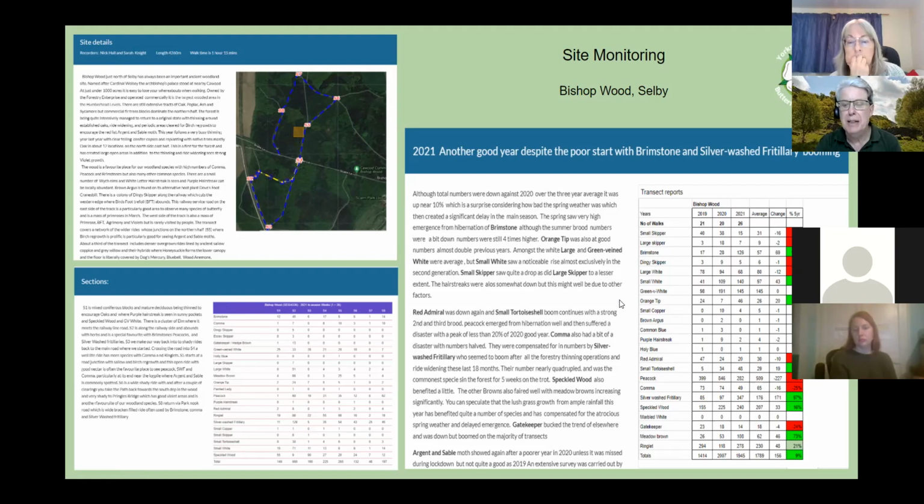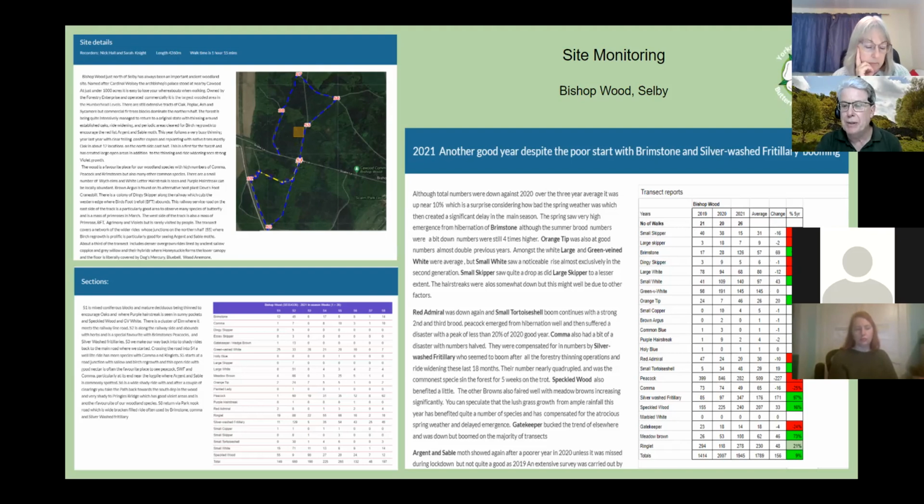Over here, you'll see the analysis. And what I do here is compare your data against the Yorkshire averages. So you begin to get a feel for how you compare. You begin to see here, typical, the skippers are down, which is typical of what we've seen. The brimstone is up, dingy is down, all typical, large white down, small white up, orange tip up, which we looked at before, which is common throughout York.